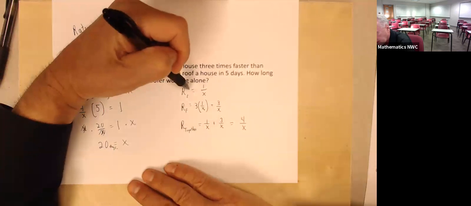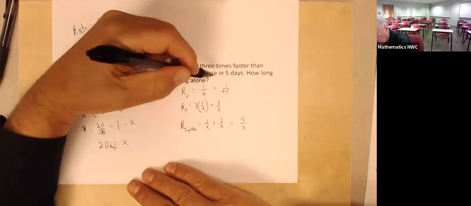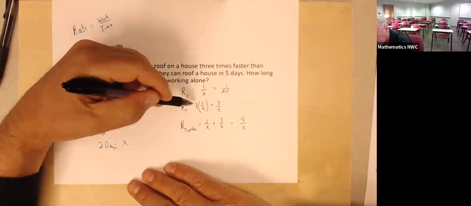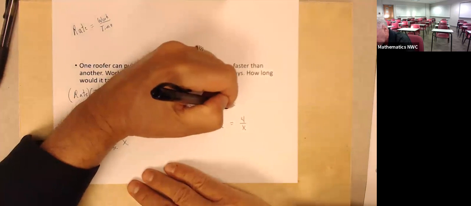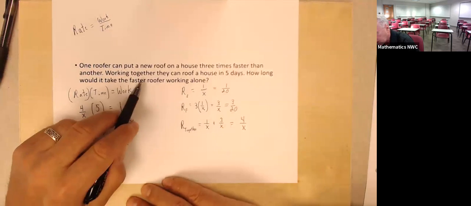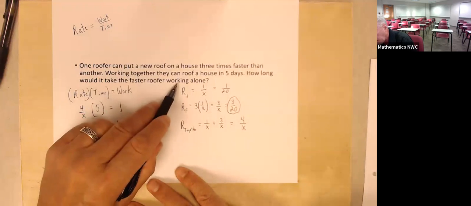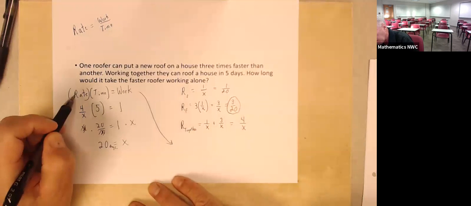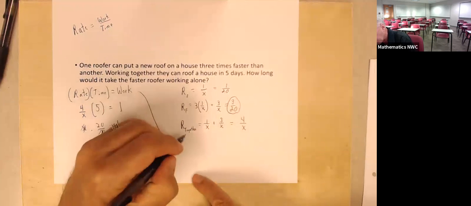That means that the slower roofer has a rate of 1/20th, 1 over x. x is 20, so I put the 20 in there for x. The faster roofer is 3 over x. That would be 3 over 20. They ask how long would it take the faster roofer, that's this one, working alone to get the roof done. So I'm going with this same formula. The rate of the faster worker right here is going to be 3/20.